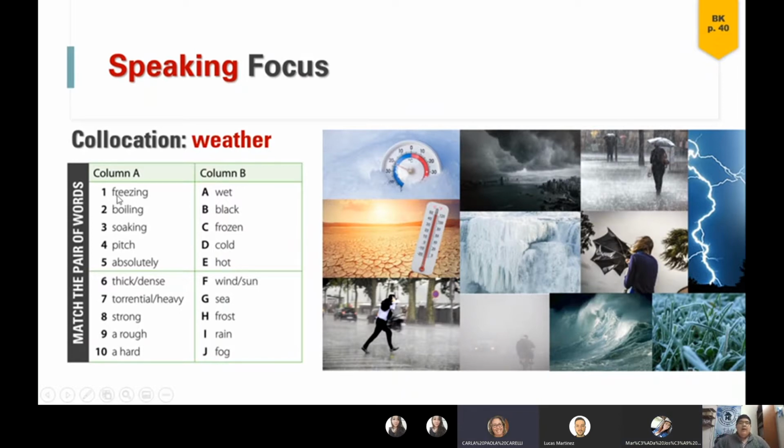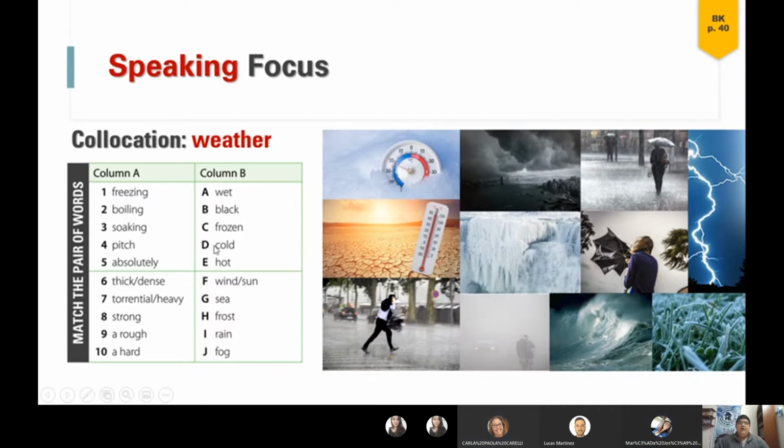What you have to do is to match the words in column A with the ones in column B, okay? So for example, you say freezing, and you choose one of these to make a collocation. Look at the picture. What's the weather like, I would say? And you have to answer, it's freezing. Or it's cold. Yes, it's freezing cold, okay?